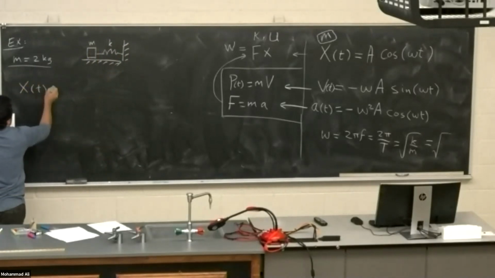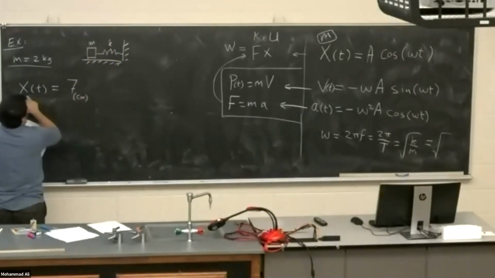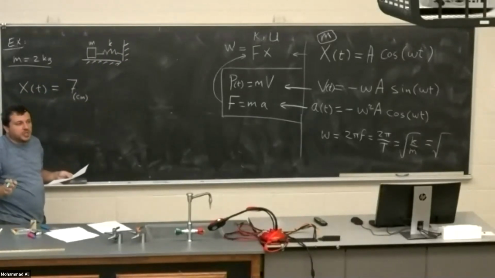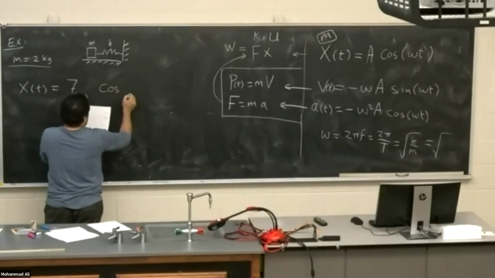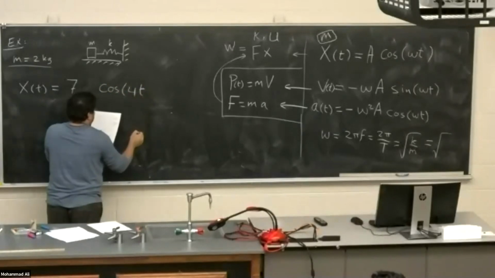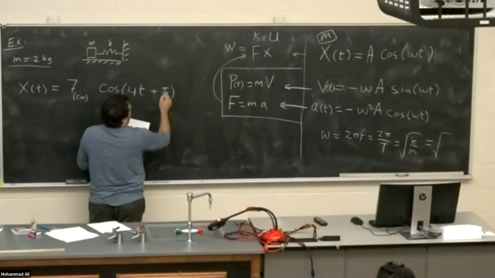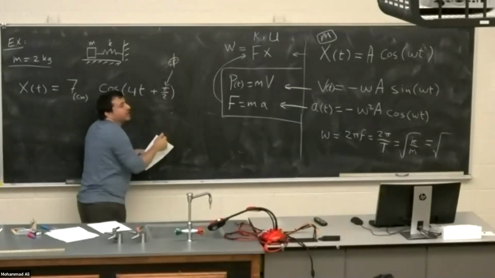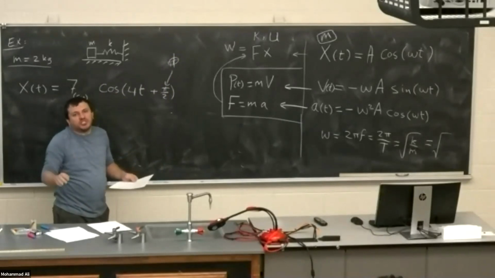X of t is equal to 7 in units. It is centimeters. It is position. The sine and cosine doesn't have any unit. What is the unit of sine? It is not meter, not second, not nothing. It is just cosine 4t. I put here pi over 2. Because I start not from 0, I start from pi over 2. But again, always I need phi to be 0.